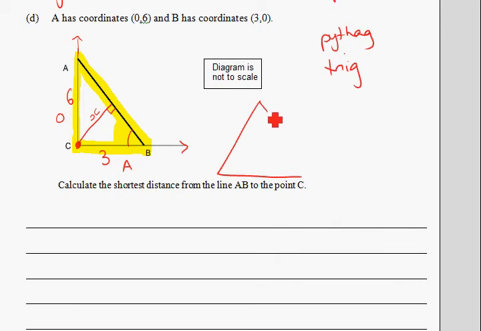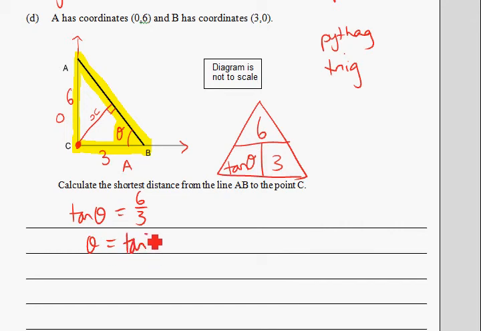For those of you that like using the triangles, the opposite side is 6, adjacent is 3, tan of, now we need to call it something, let's use theta. So nice working, tan of theta equals 6 over 3. Theta will be tan to the minus 1, which gives me an angle of 63.44, and there's more to come, so we'll leave it there.